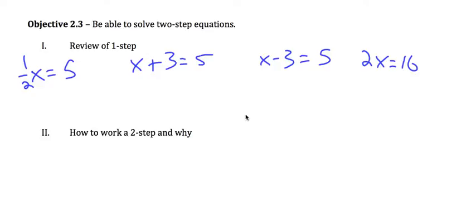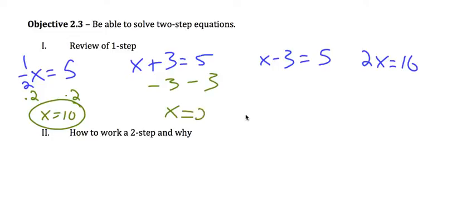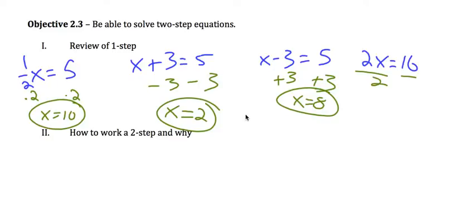Okay, so I'm assuming you have paused your video, finished all four of these, and you're ready to check your work. So let's start with the one all the way on the left, which is one of the trickier ones. To get rid of 1/2, you multiply both sides by 2, because the opposite of division is multiplication, and we get x equals 10. To get rid of addition, we subtract from both sides, and we get x equals 2. To get rid of subtraction, we add to both sides, and we get x equals 8. And to get rid of multiplication, we divide, and we get x equals 8 again.